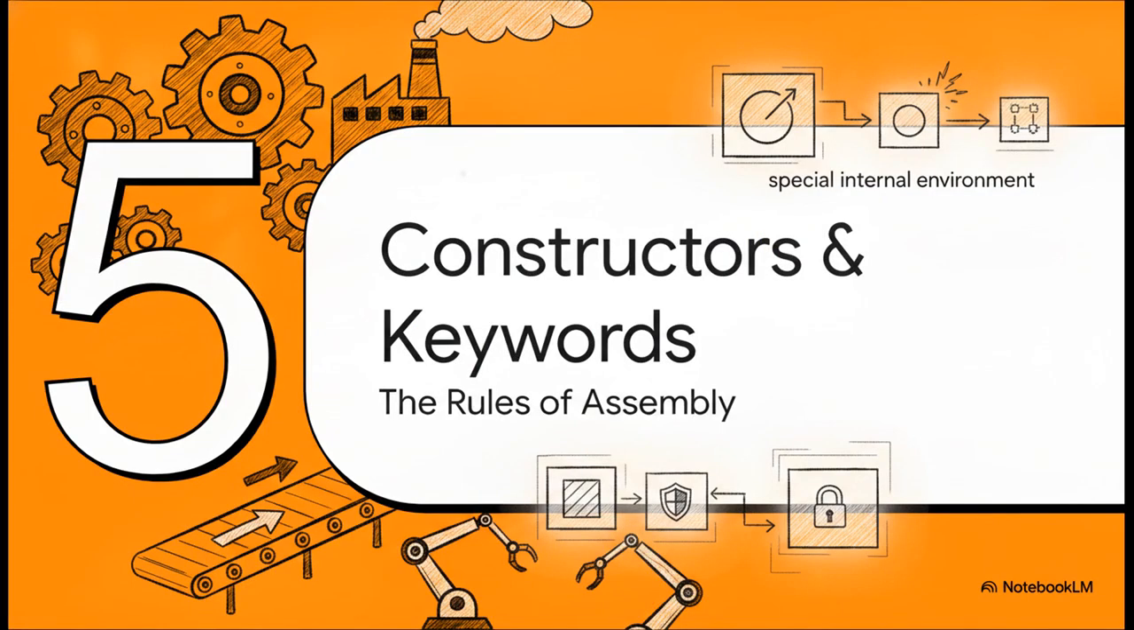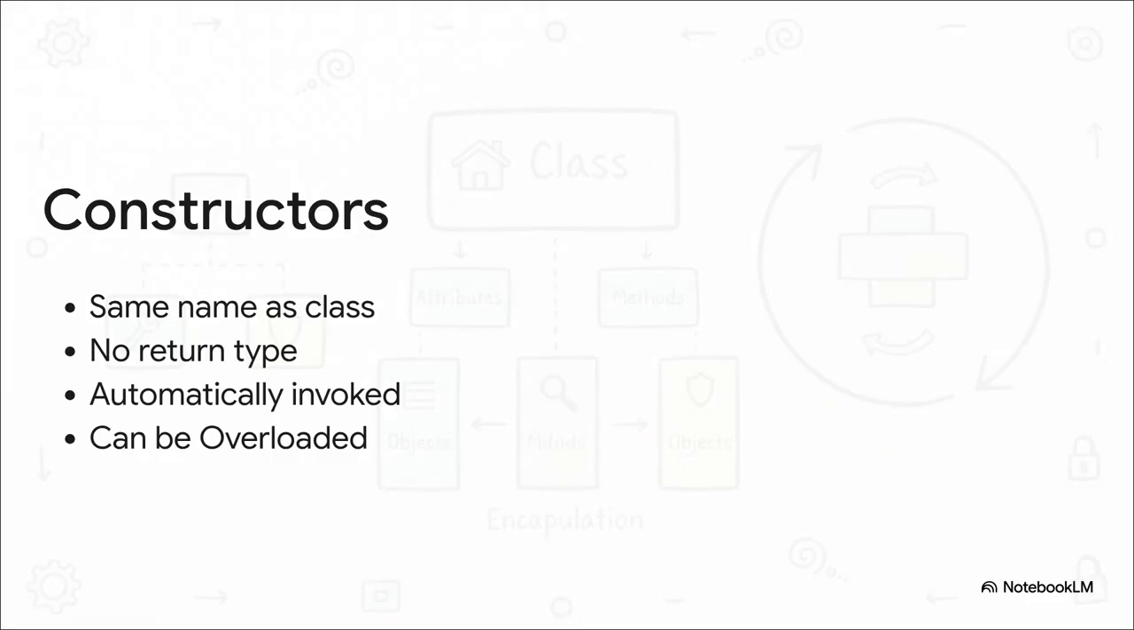Part 5, constructors and special keywords, the rules of assembly. Let's step back onto the factory floor for a second to look at the exact moment an object is initialized and the special rules governing its internal environment. When we use that new keyword, we're actually calling a constructor. Constructors are special methods that share the exact same name as the class, and they have no return type whatsoever. They're automatically invoked the very moment the object is created to initialize it.